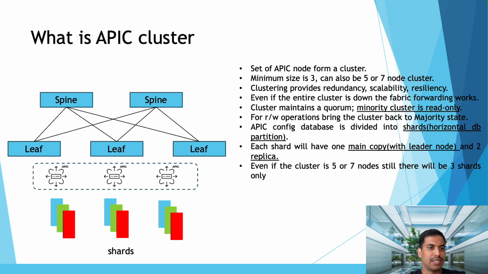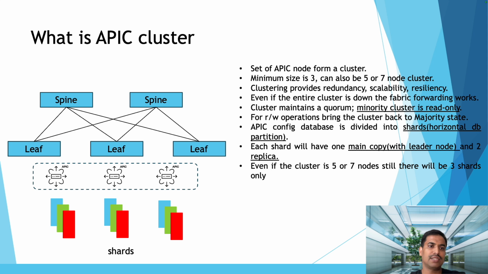Clusters always maintain quorum. That means in order to take any decision or in order to configure anything in the fabric, you need to have a majority in the cluster. For example, if you have 3 nodes, 2 is the majority, or 3 is the majority. So you need to have 2 nodes or 3 nodes available to make any configuration changes in the fabric.